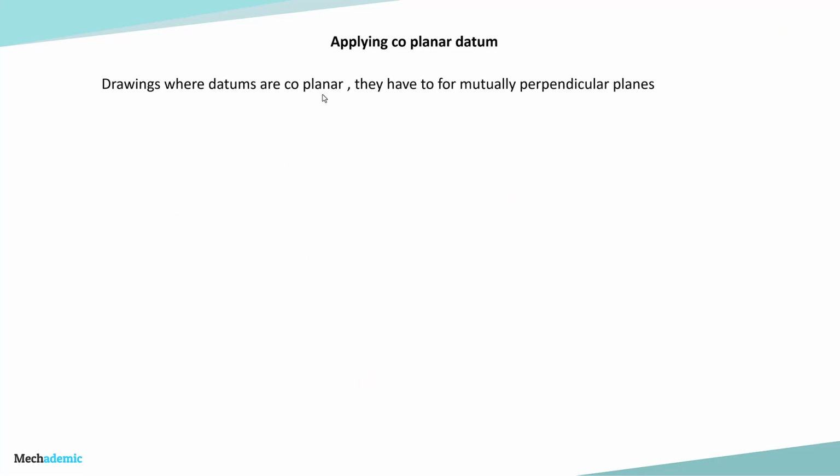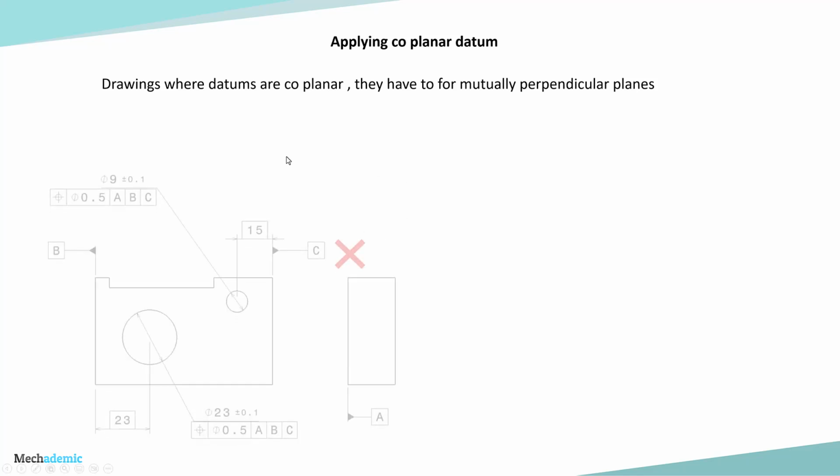Another mistake with respect to applying datums in a GD&T scheme is applying coplanar datums. So what are coplanar datums when they are applied on the drawings? Coplanar means that you're applying two datums on mutually parallel planes. Datums, when they are applied on a surface, should always be applied on mutually perpendicular surfaces. When they are applied on two parallel surfaces, they become redundant.